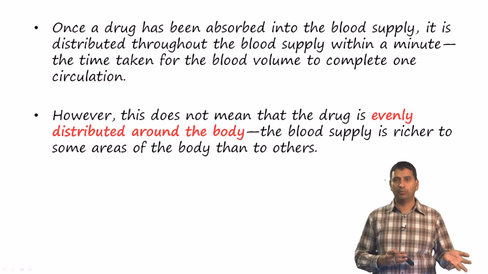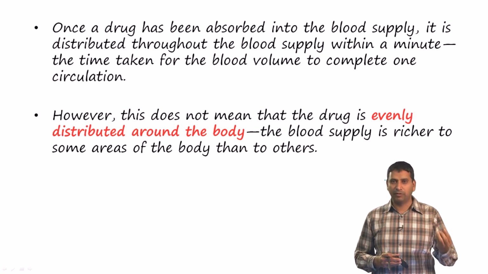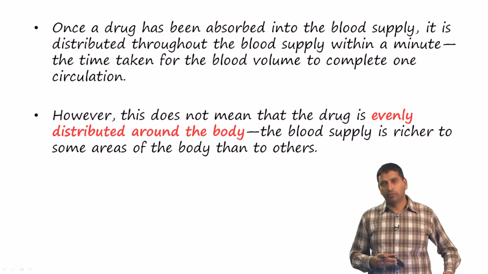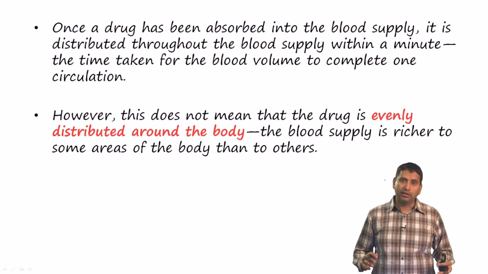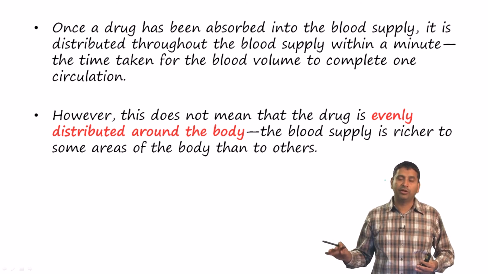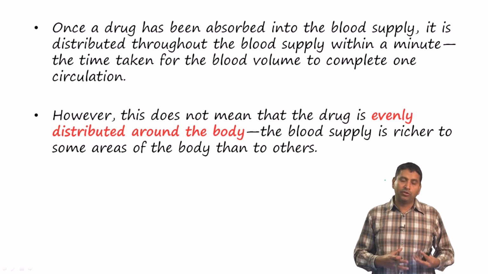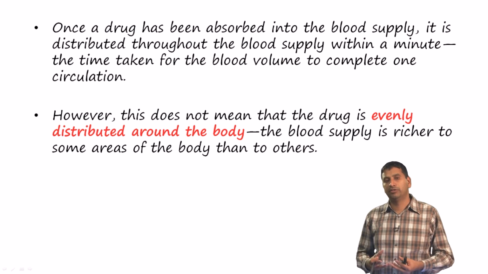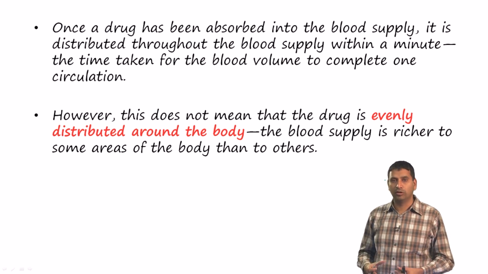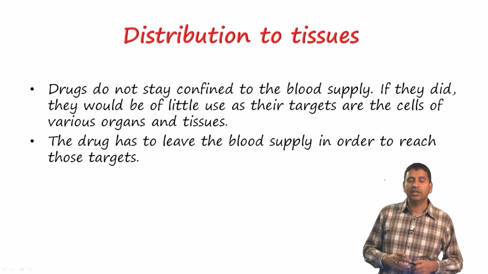So, once a drug has been absorbed into the blood supply, it is distributed throughout the blood supply within a minute or two, okay. So, it is the time that is taken for the blood to complete one circulation. However, this does not mean that the drug is evenly distributed across the body, right. So, the blood supply is richer to some areas. So, for example, if a person is running, then the blood supply is perhaps more to the muscles which are involved in running, and so on, right.